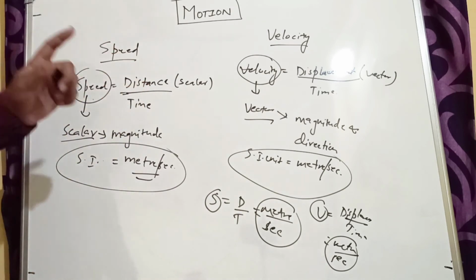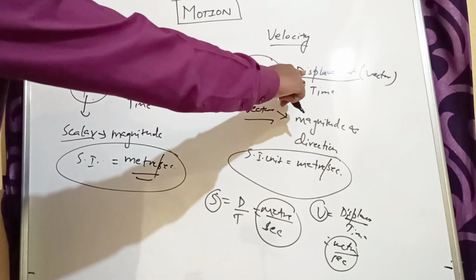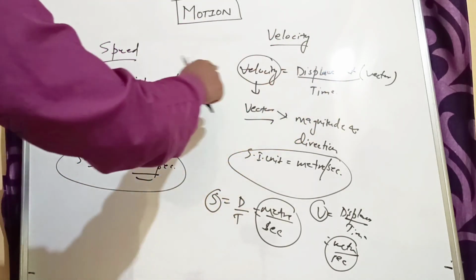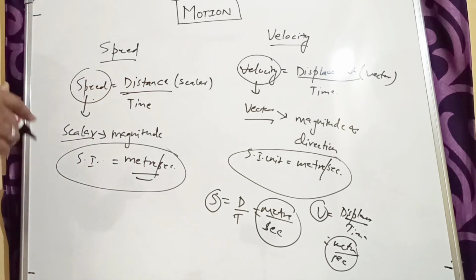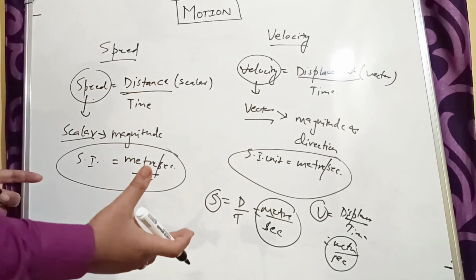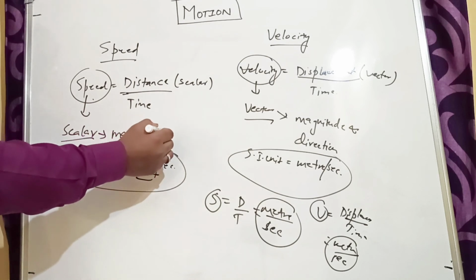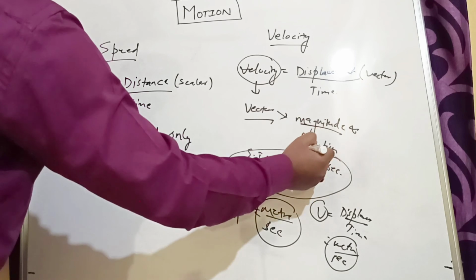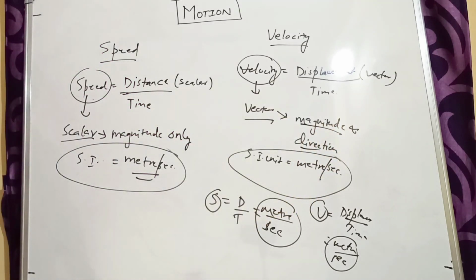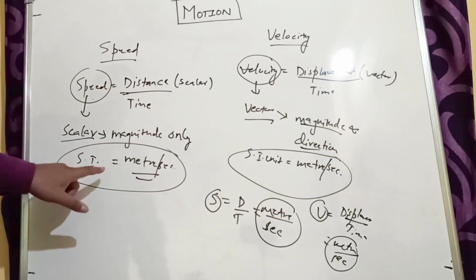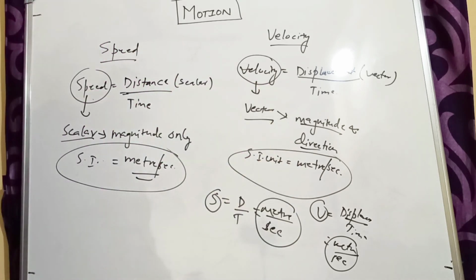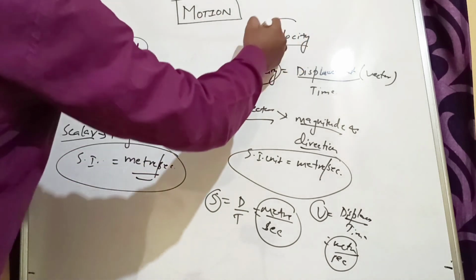Now it is clear that speed is a scalar quantity and speed is equal to distance upon time, distance covered per unit time. Velocity is displacement upon time. It is a vector quantity, and speed is a scalar quantity. And what is the difference between scalar and vector quantities? Scalar quantities have only magnitude. Vector quantities have magnitude as well as direction. Clear? The SI unit of speed is meter per second, the SI unit of velocity is also meter per second. So this is the basic concept between speed and velocity.